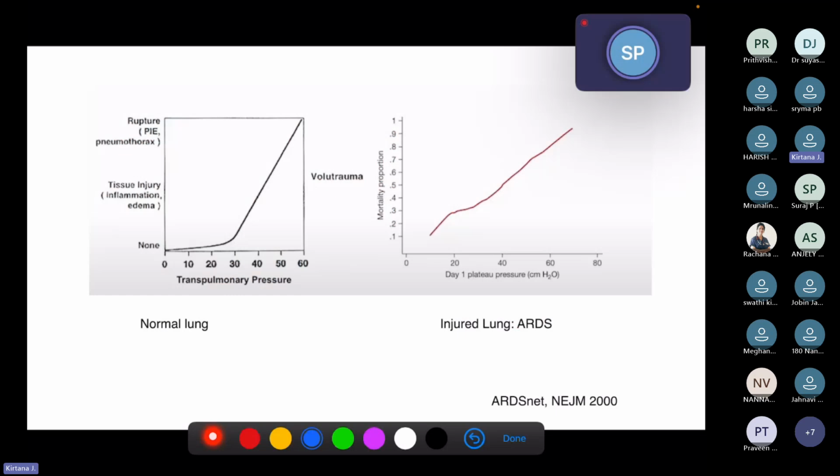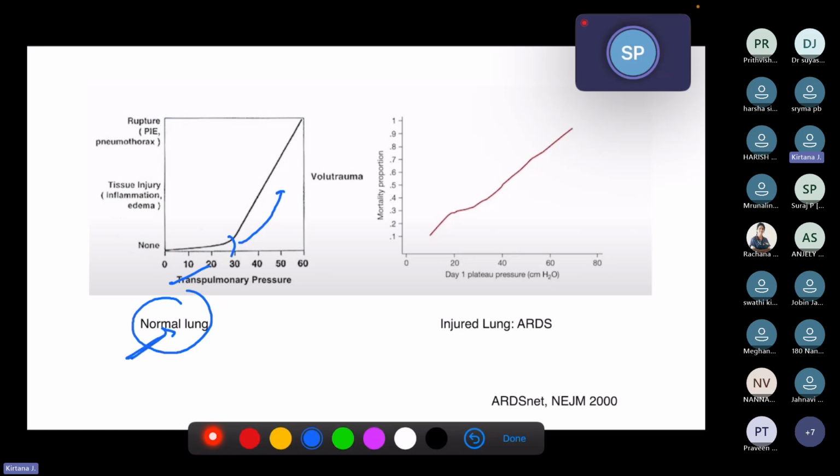So this was a study that was done among patients with normal lungs, and they showed that up till a transpulmonary pressure of 30, the evidence of tissue injury was less. And as soon as the transpulmonary pressure crossed 30, that is when the risk of tissue injury increased. And when it crosses 50 to 60, that is when you start developing alveolar rupture as well as pneumothorax. But this is true when the patient has normal lungs.